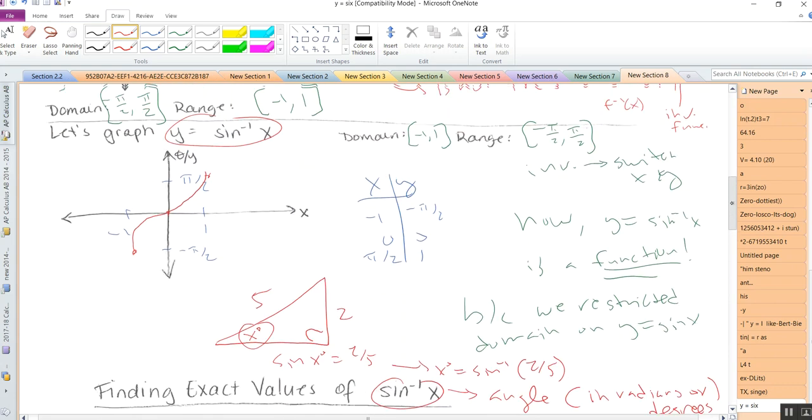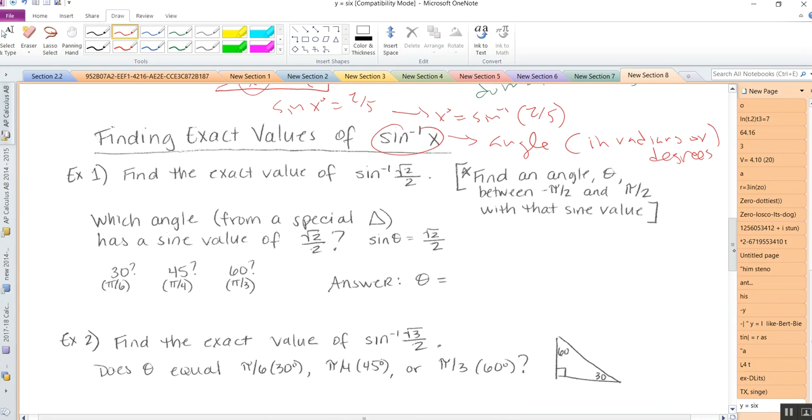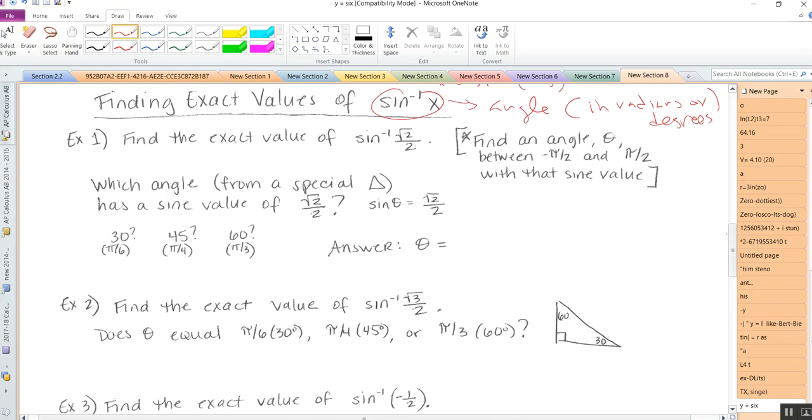And notice how the y coordinates here, those are theta, right? So everything's reversed now. Before, the input was an angle, and the output was the ratio of two sides of a right triangle, like opposite over hypotenuse. Now everything's all reversed. So find the exact value of inverse sine of root 2 over 2. Well, if we think about it, that's just going to be an angle. So that's all that's happening with that one.